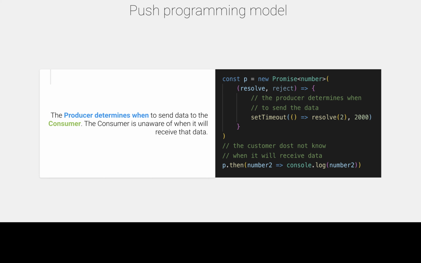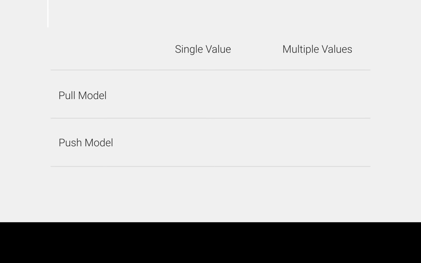Now that we've talked about different ways of producing or consuming data, and also we mentioned two different programming models, the pull and the push programming model, it is time to move on to the following table. As you can see, on the y-axis we have the two models that we just studied, pull and push. In the x-axis, we have two different ways of returning values. The first column is single value return. The second column is multiple values.